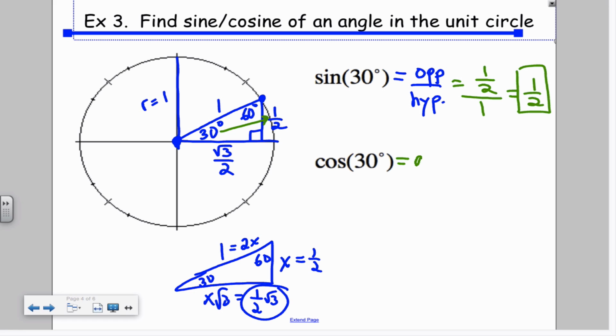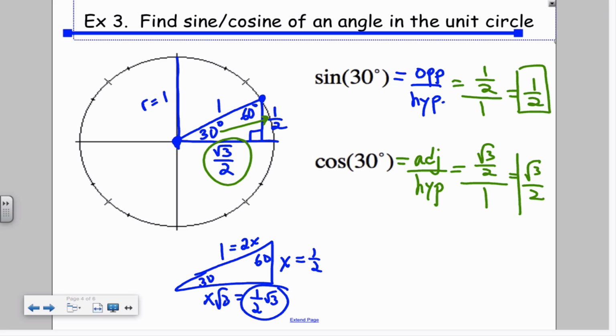For cosine, I need to take the adjacent over the hypotenuse. So I'm going to take the adjacent side, which is root 3 over 2, and I'm going to divide that by 1. And so we'll get root 3 over 2. And there you go, we're done.